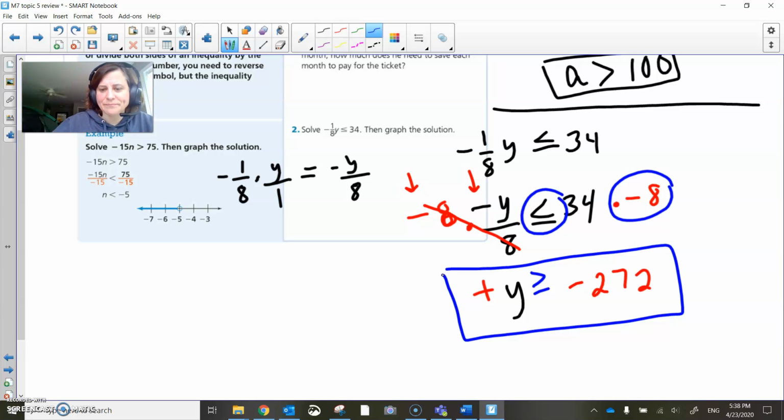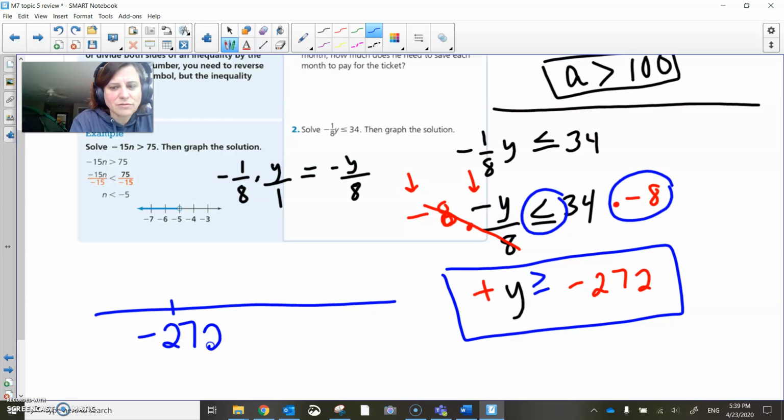We're supposed to graph it. Sure, let's graph it. Here's our boundary, negative 272. We know that y is this line I'm about to draw. y needs to be bigger than that, but it could also equal negative 272. So we're going to fill in this dot saying equaling negative 272 is fine, or it needs to be bigger than that. And that's the graph.